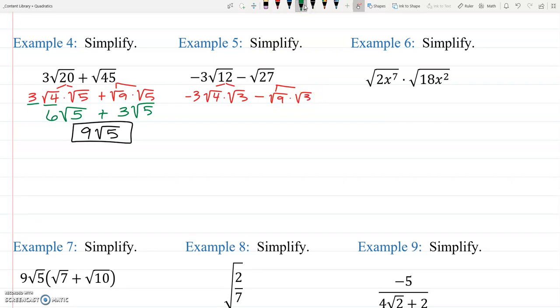Okay, in my next step, clean this up. Negative 3 times 2 gives me negative 6. Again, this is going to turn into a 3. Okay, and again, in this case, I did have like terms, so I'm happy about that. So now I can combine these. Okay, negative 6x minus 3x is negative 9x.